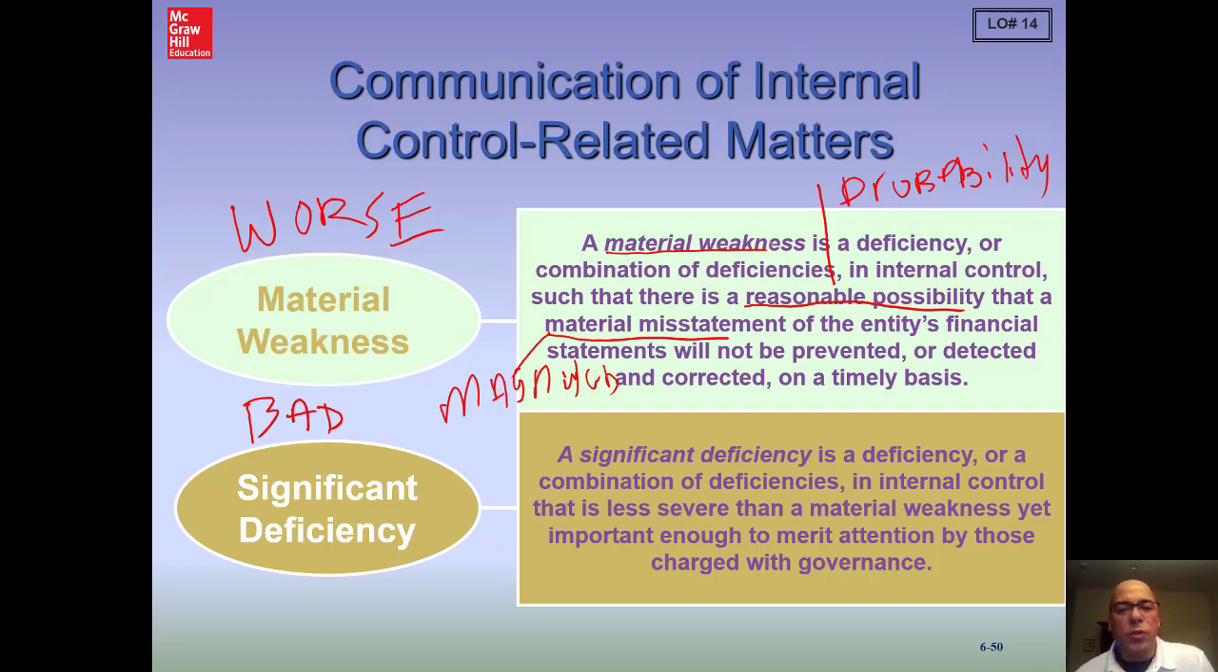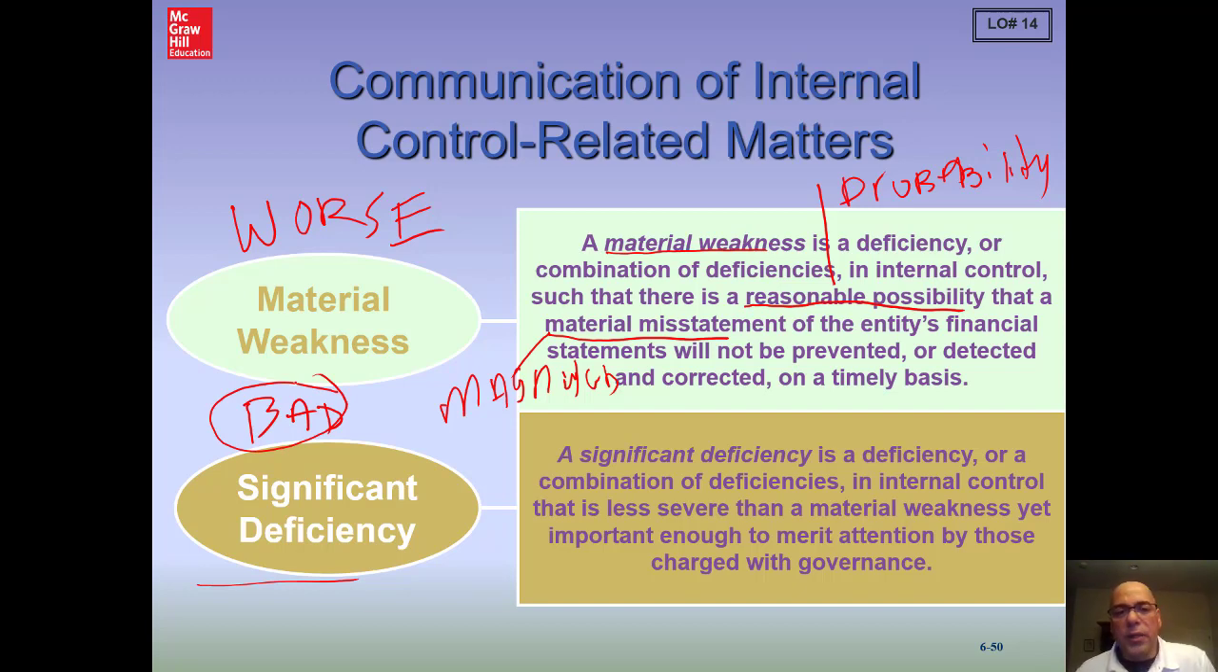Under the auditing standards, under SAS, they give us a 60-day window outside of the date of the financial statements to be able to report that. I shouldn't say the date of the financial statements, the date of our audit report. So we issue our audit report on the financial statements, say in February. We have 60 days to report these material weaknesses. Now, we also have to report significant deficiency, which isn't as bad as a material weakness, but it still warrants management and those charged with governance attention.